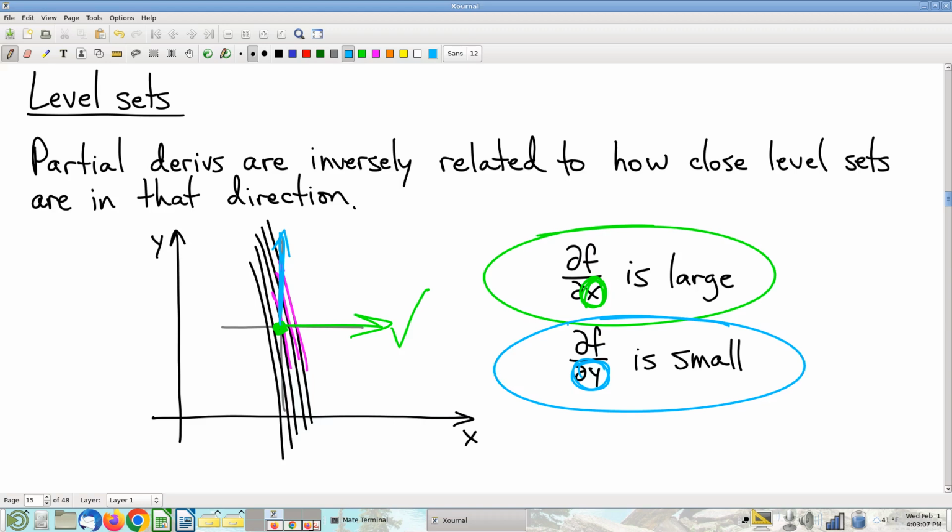Again, how big are these numbers? I don't really know, but I think the x partial is larger than the y partial. Yeah.